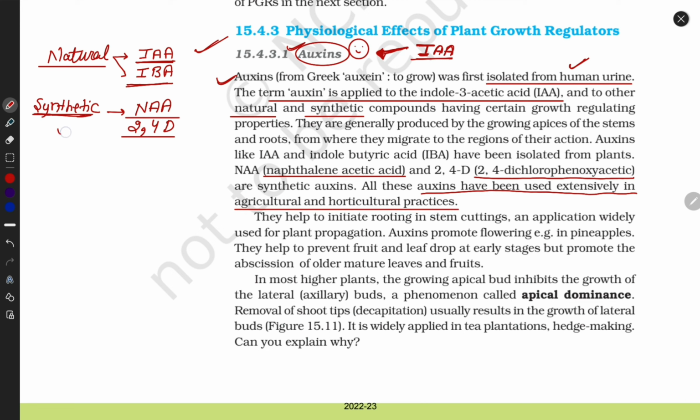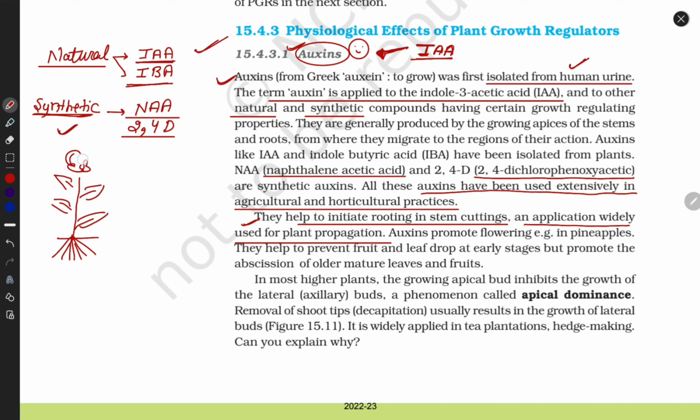We know these are used in agriculture, guys, for higher growth. They help initiate rooting in stem cuttings, an application widely used for plant propagation. I'm explaining here, guys, that this is the plant.